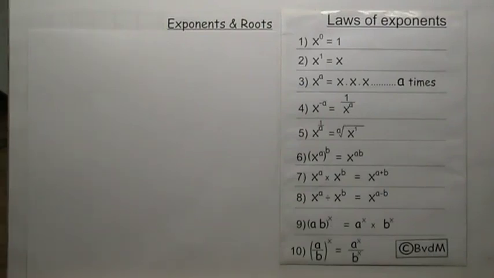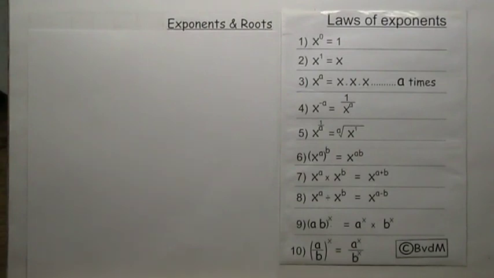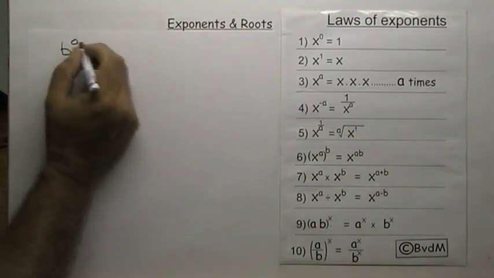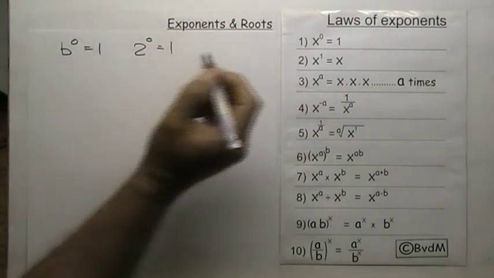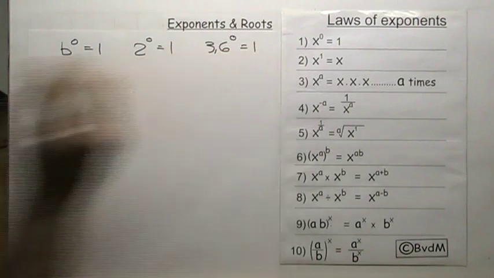In this lesson, we're going to see how we apply these laws of exponents or indices. Now let's look at number 1. X to the power naught is 1. In other words, b to the power naught is also 1. 2 to the power naught is also 1. And 3,6 to the power naught is also 1.